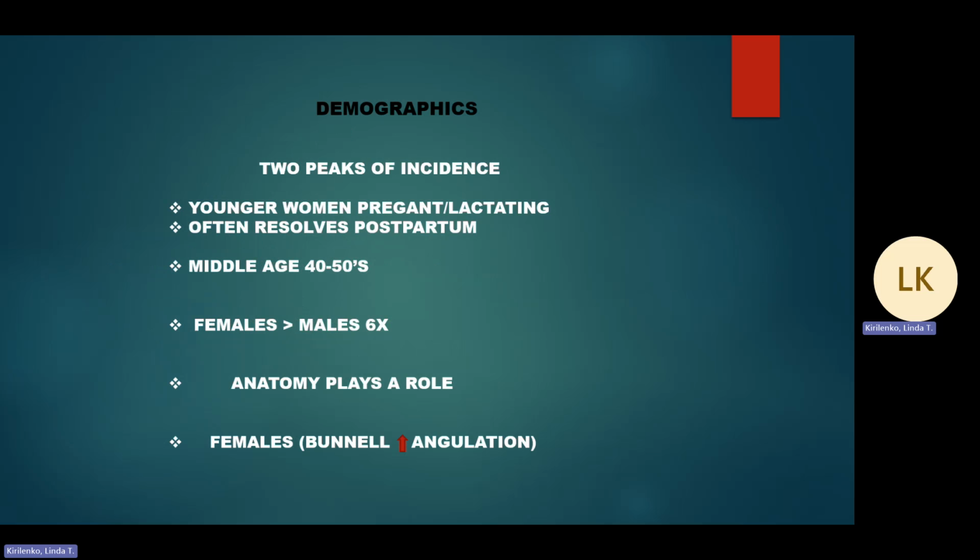Demographics, 2 peaks of incidence, one in younger women who are either pregnant or postpartum, and then again in older adults in their 40s or 50s. Females are felt to be up to 6 times more frequently affected than males, and it's felt that this may be due to anatomy, and Bonnell postulated that in females there may be an increased angulation of the first dorsal extensor compartment as it crosses the radial styloid.